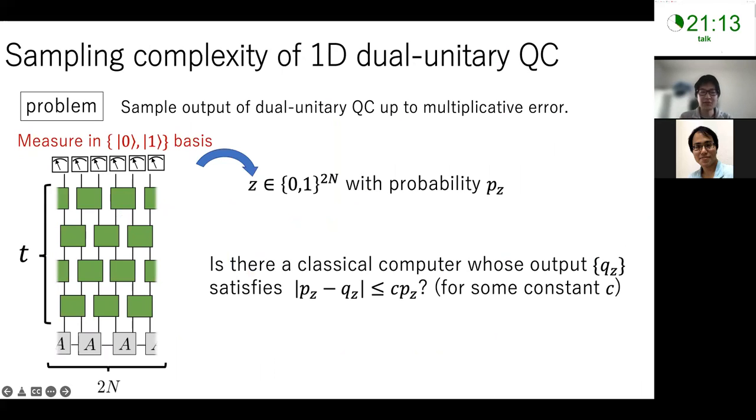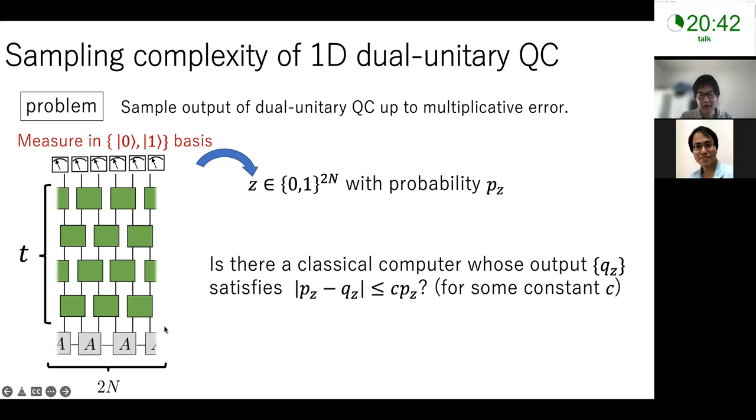And we have also considered the sampling complexity of one-dimensional dual-unitary quantum circuit. The problem is to sample the output of dual-unitary quantum circuit up to multiplicative error. And we will show that this problem is hard for classical computers. So the detail of the problem is the following.